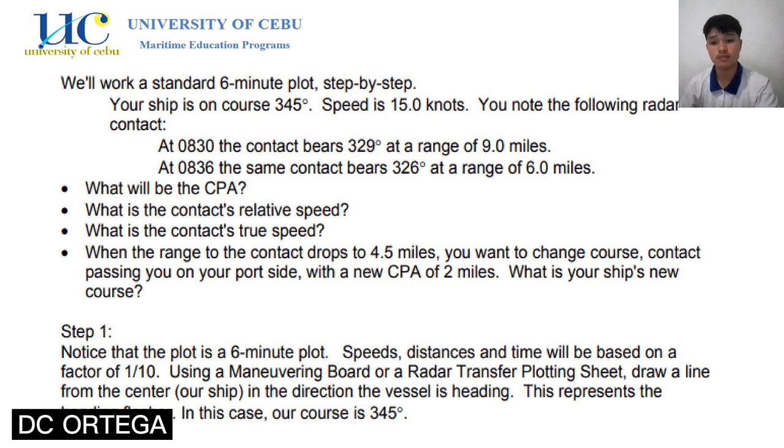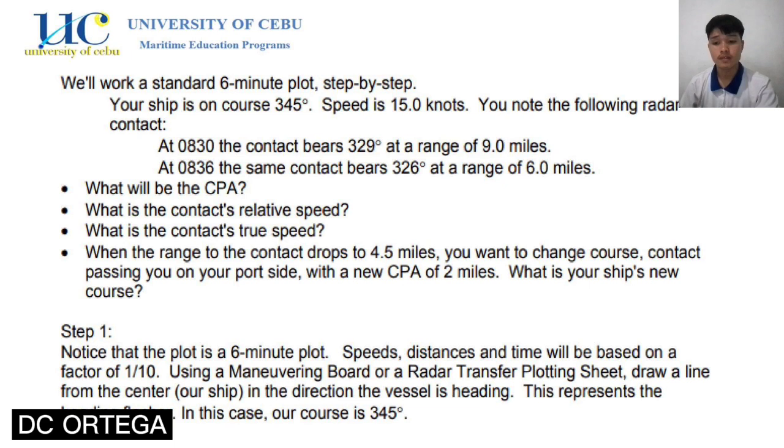We have a ship on course 345 degrees, speed 15.0 knots. Note the following contact. At 0830, the contact bears 329 degrees at a range of 9.0 miles. At 0836, the same contact bears 326 degrees at a range of 6.0 miles. We will be calculating the CPA, the contact's relative speed, and the contact's true speed. When the range to the contact drops to 4.5 miles, you want to change course.